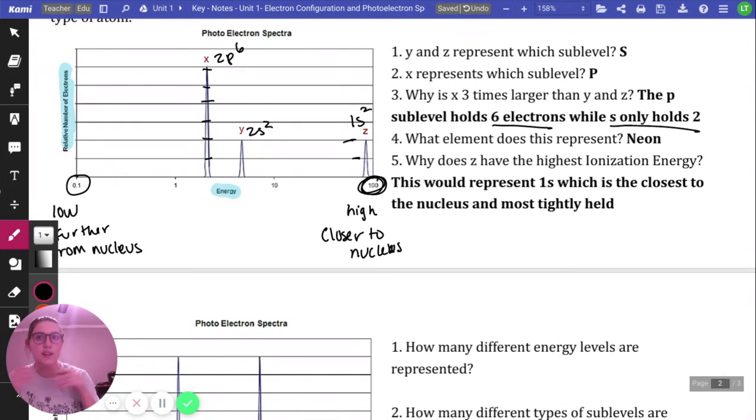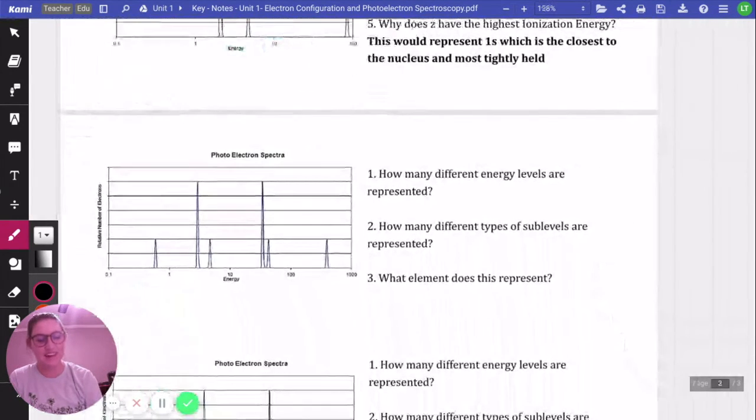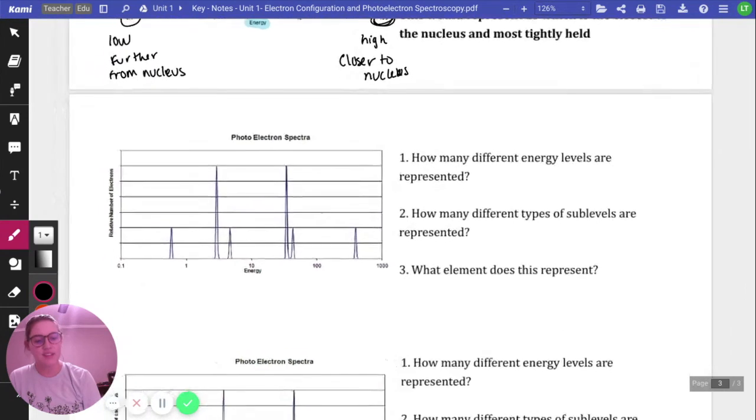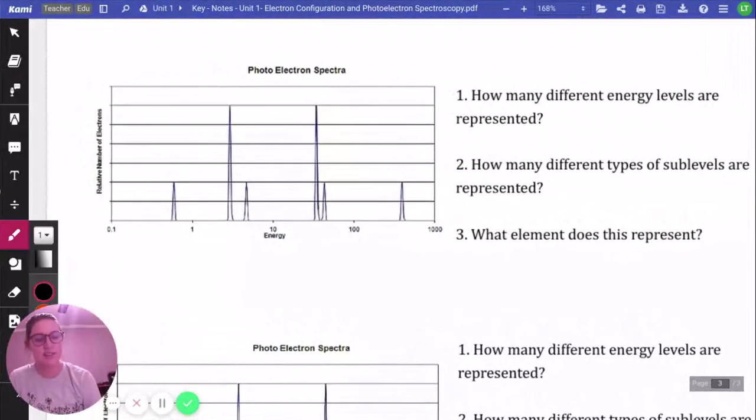The closer you are to the nucleus, the more highly it is held. All right? Hopefully that made sense. Now we are going to do this one. All right, and again, we have to check our scale.